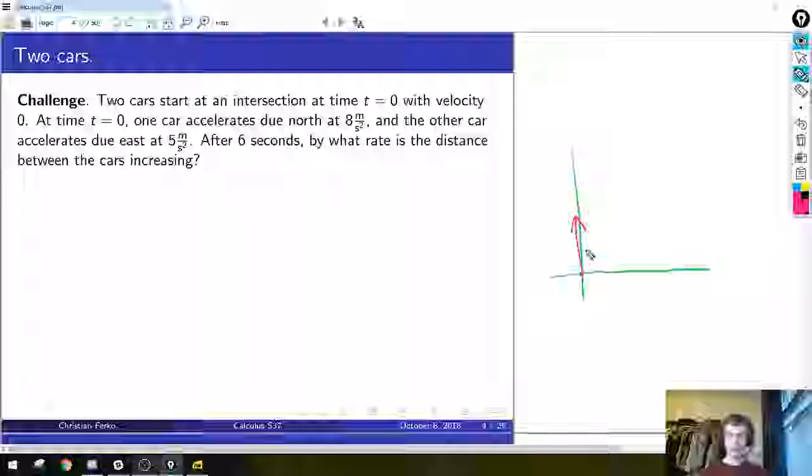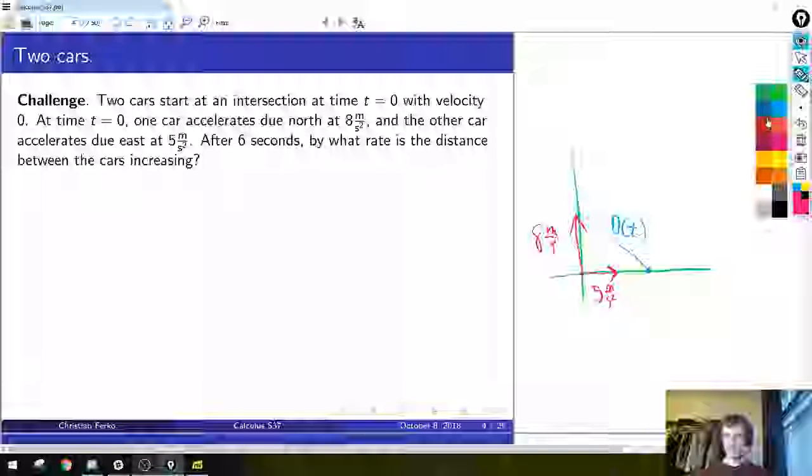One is accelerating due north at 8 meters per second squared. The other is accelerating due east at 5 meters per second squared. And we're interested in the question: after 6 seconds, what is the rate of change of the distance between the two cars? So not their position north or east of the origin, but this kind of hypotenuse, which I call d of t, the distance between the two cars. So, first thoughts. What do you think we should begin with to tackle this?